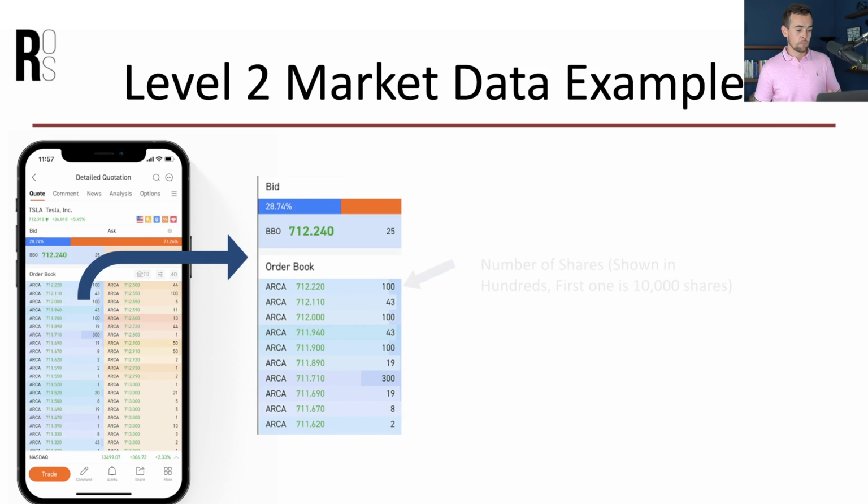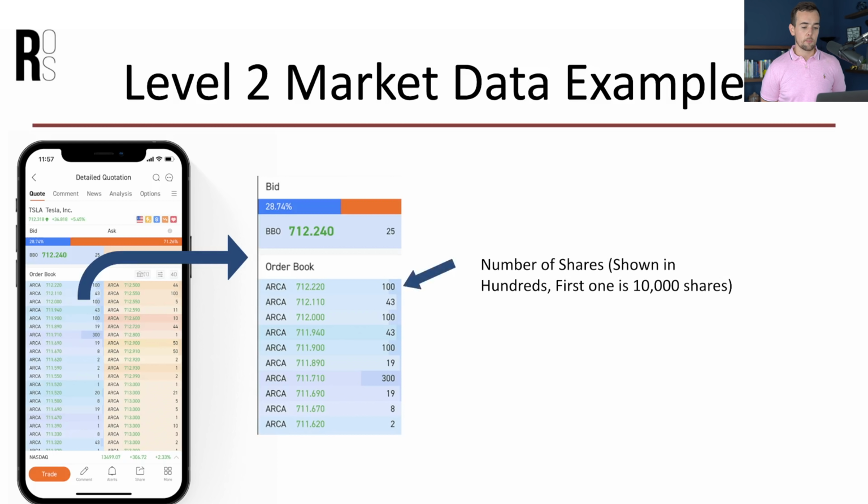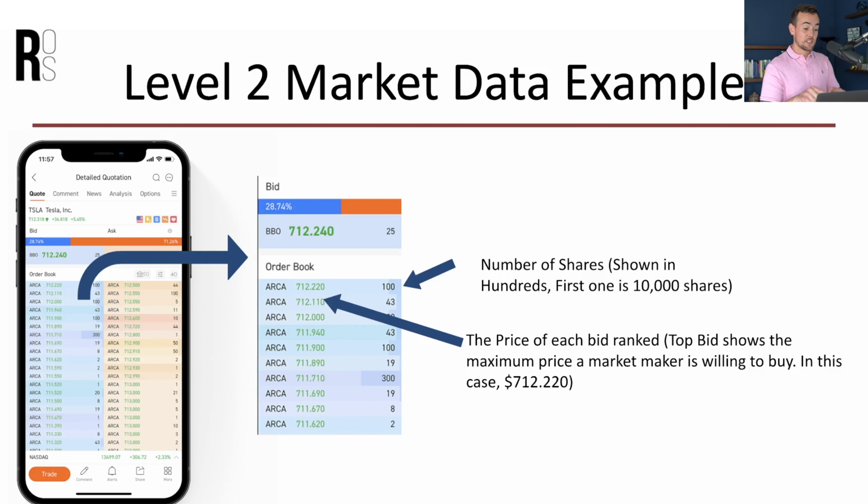So this right here is showing you the number of shares shown in hundreds, and the first one is 10,000 shares. So actually, guys, you would have to take that 100 and add 2 zeros because it is shown in hundreds. So that's not actually 100 shares, that is 10,000 shares. And so that's not 43 shares there, that is 4,300 shares. And this right here would be 200 shares, showing you that actual order book.